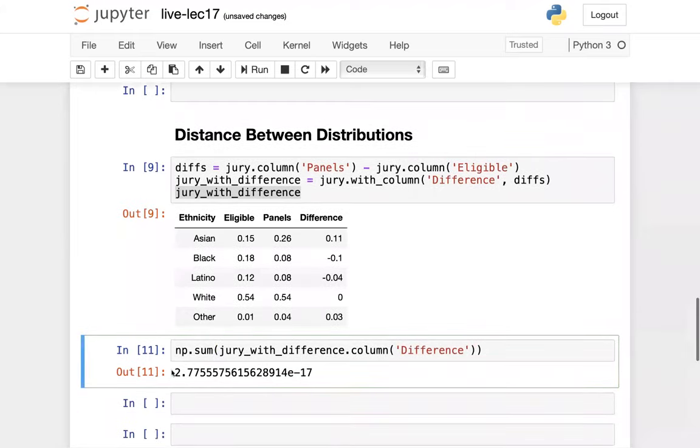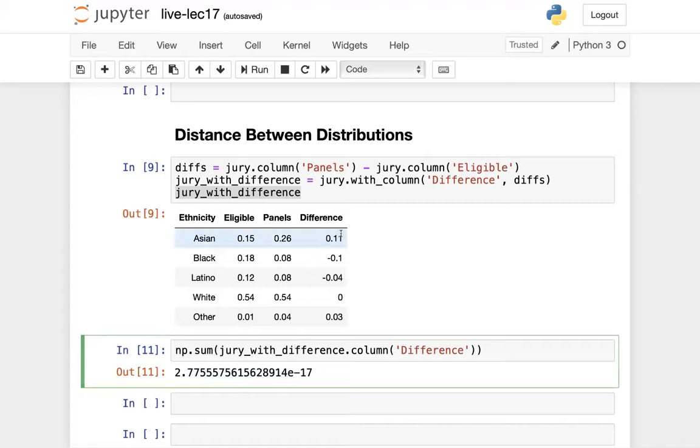Okay, so here we get something kind of strange. We get like 2.77e-17. So what's happening here is this is essentially 0. What this is saying is that the sum of all these numbers is 0. The reason it's not exactly 0 is because there's some rounding error here. Remember we talked about how floats don't have infinite precision. They can only represent up to a certain number of digits. But this is basically 0.